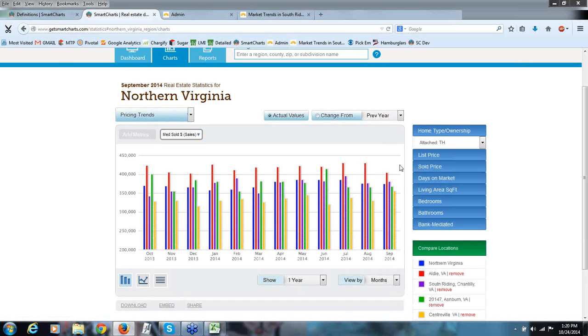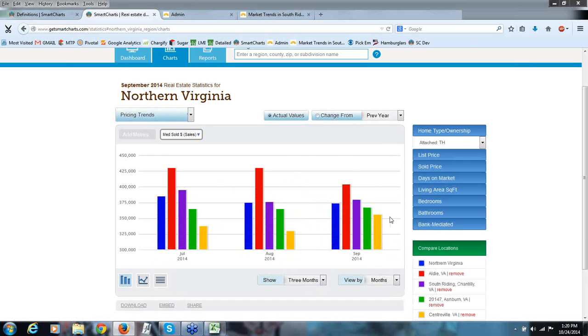So now we can see the most affordable place for townhomes, and this is just an example. Obviously, there are more neighborhoods, zip codes and subdivisions to look at. So let's say that he had a budget of $350K. Turning this on, here we can see Aldie, Virginia, $403K. South Riding, $380K. 20147, which is in Ashburn, is $367K.